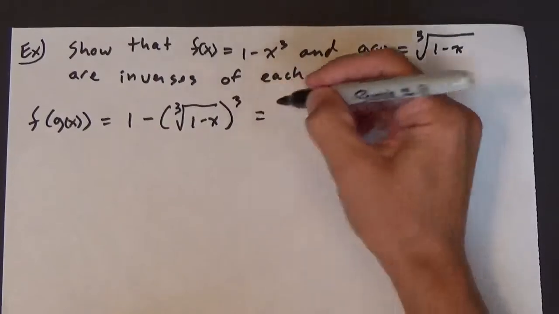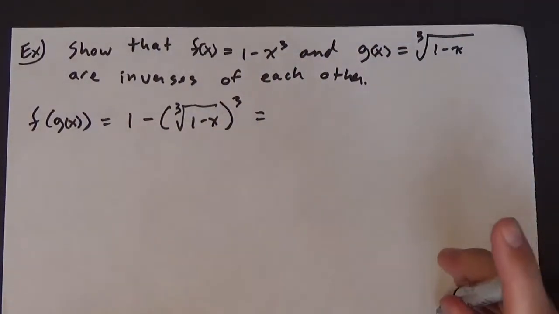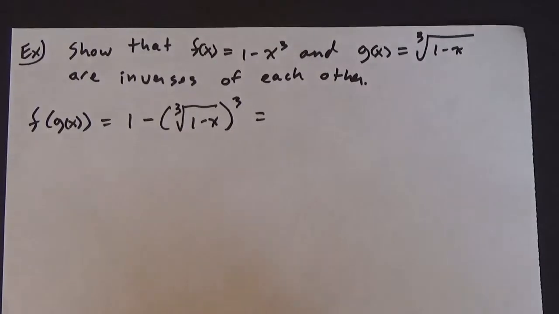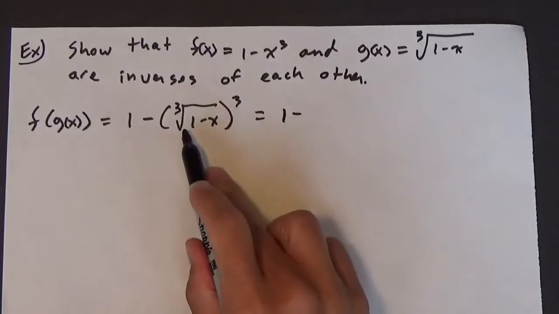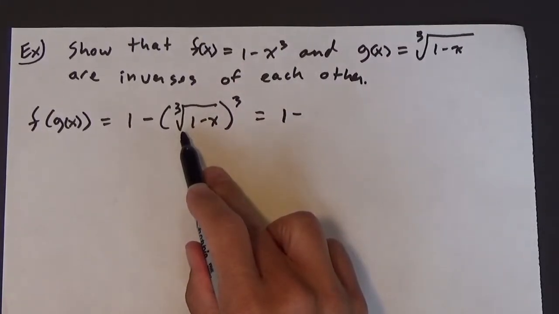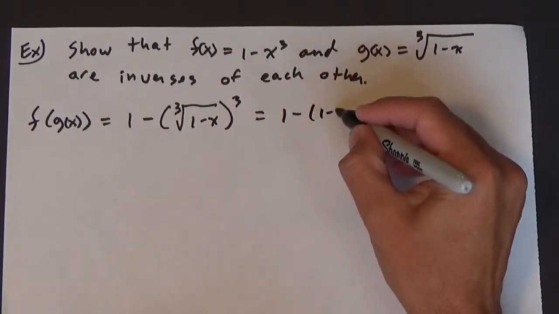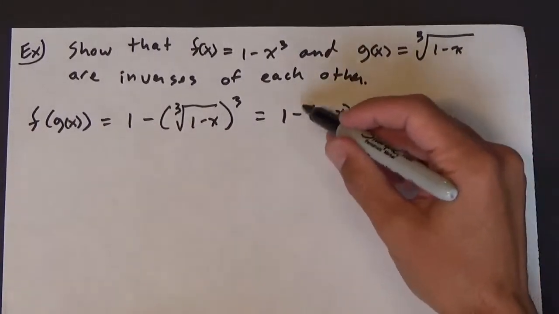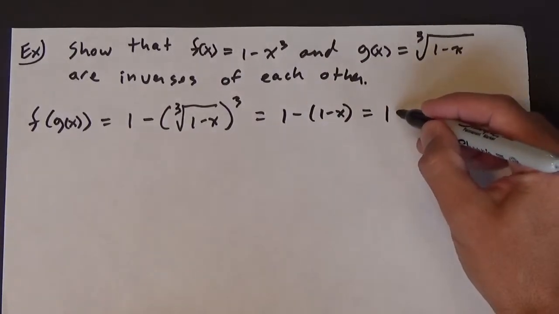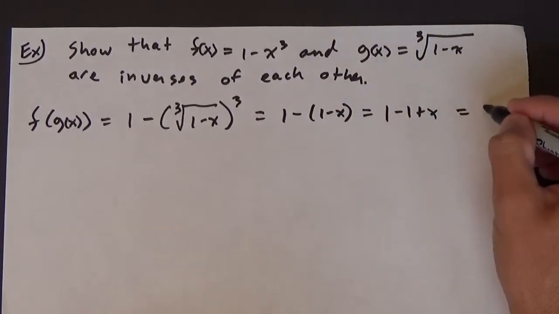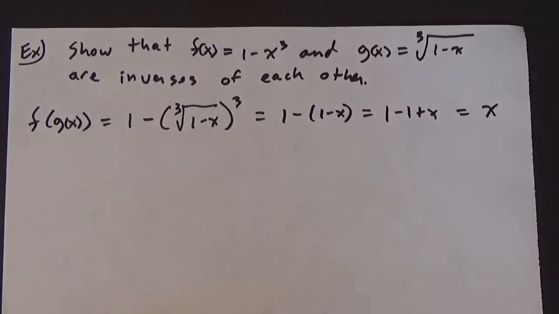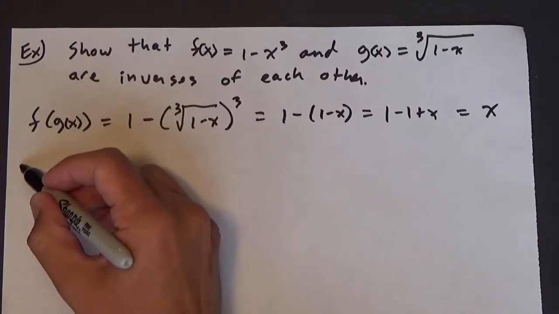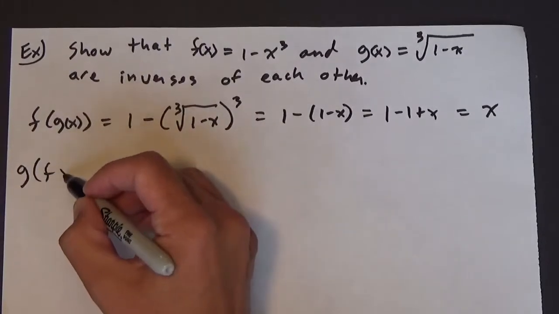All right, and usually, if they are inverses of each other, hopefully they simplify pretty quickly. So let's see, we have 1 minus, and then the cube root of 1 minus x cubed is just 1 minus x. We distribute the negative, 1 minus 1 plus x, and we end up with x. So that worked. And now we need to take the composite of g with f, so g of f of x.